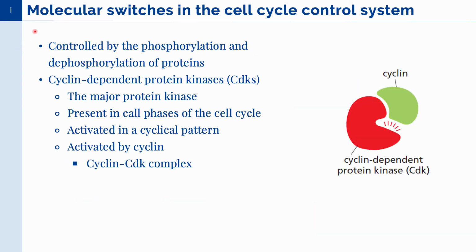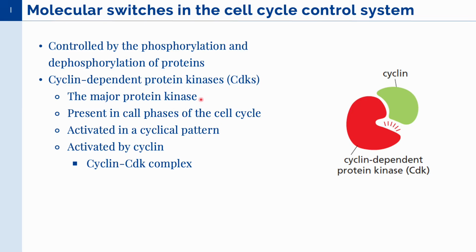Just like any other pathway in the cell, there are also some molecular switches that are involved in controlling the cell cycle system. Many of them are controlled by phosphorylation and dephosphorylation of proteins. The main protein involved in the cell cycle control system is what we call cyclin-dependent protein kinases, or CDKs for short. This is the major protein kinase.